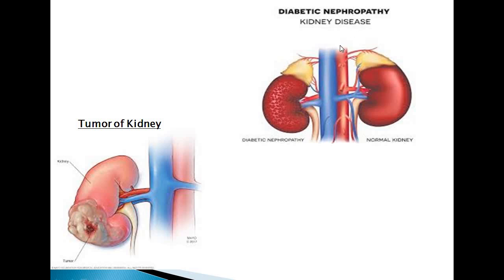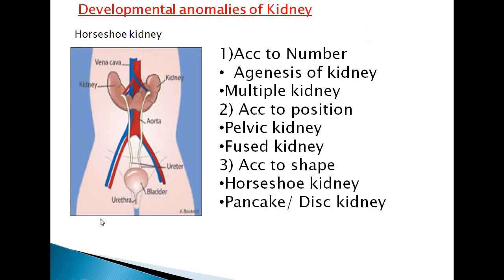Diabetic nephropathy is present in patients with diabetes mellitus. In this, tubulointerstitial changes of the kidney can be seen. It is present along with diabetic retinopathy, and it will lead to renal failure also. Tumors of the kidney are abnormal masses present in the kidney, which are carcinomatous conditions.